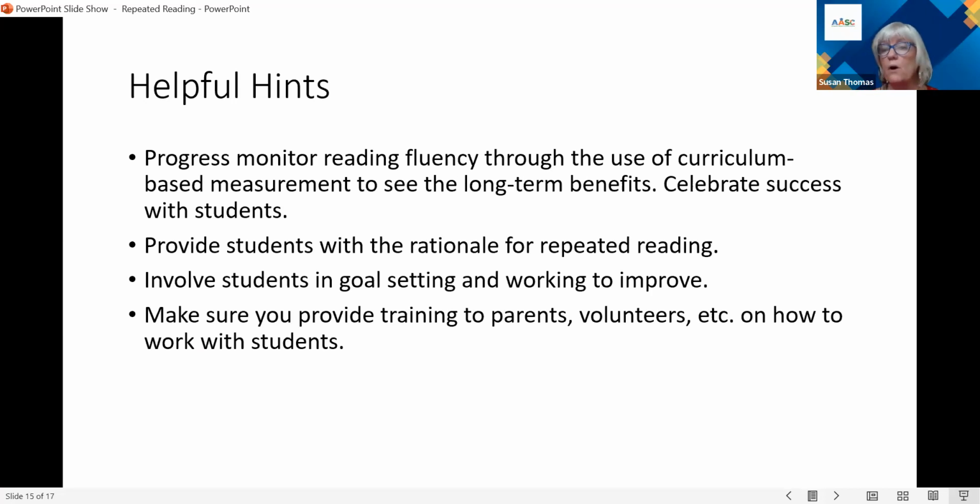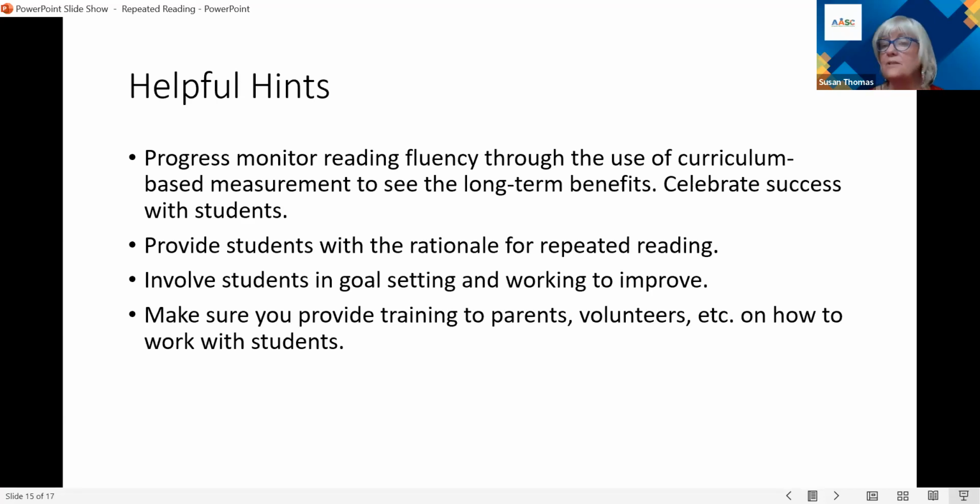Involve students in goal setting and working to improve. This is something we want for our college and career ready students, that they know how to set goals for something that they need to do. So it's a great idea. And if you ask volunteers or parents, you're going to need to make sure that you provide a training. So you could do a little short video for parents on here's what this looks like, and help parents to know exactly what they need to do and how to provide correction and how to count up the words. Those are all easy things.